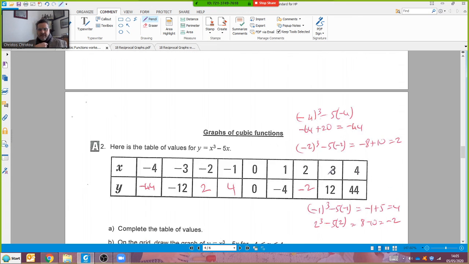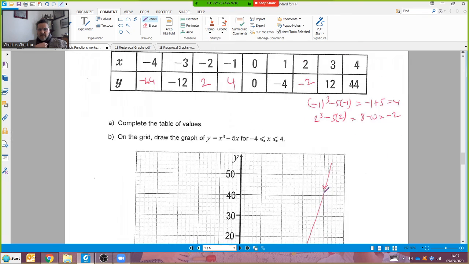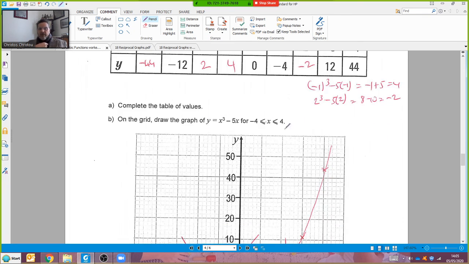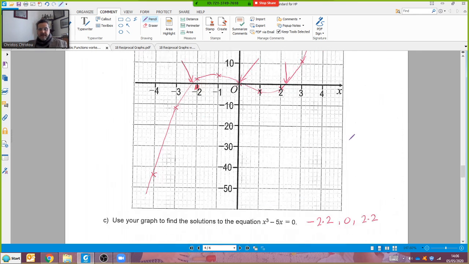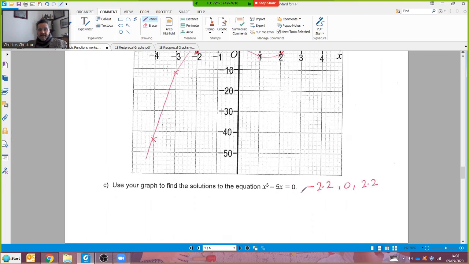Why is this one here? Well, I actually calculated these longhand. So you plot the graph from -4 to 4, and you get this graph here. And too many of you didn't read this.